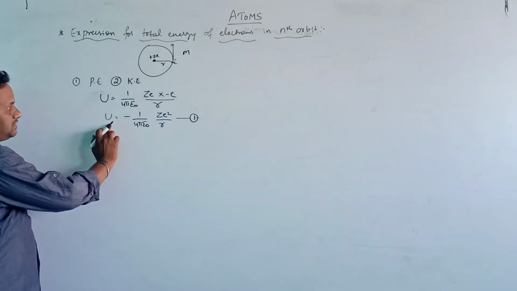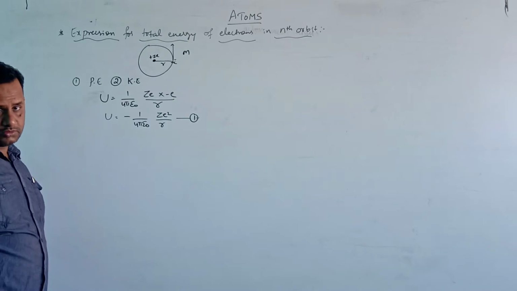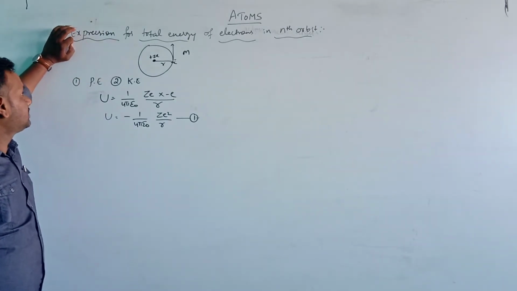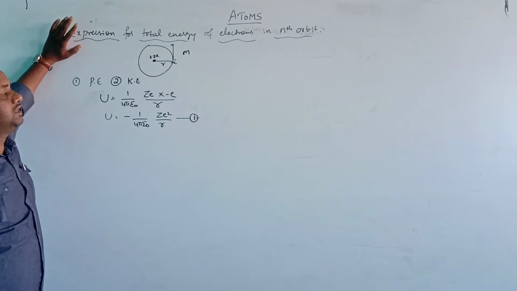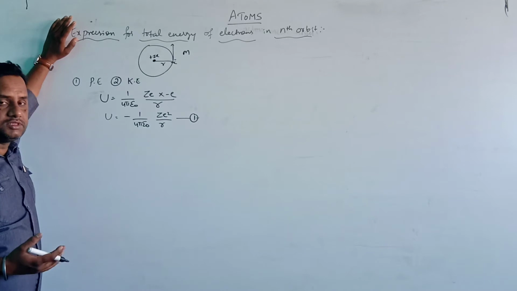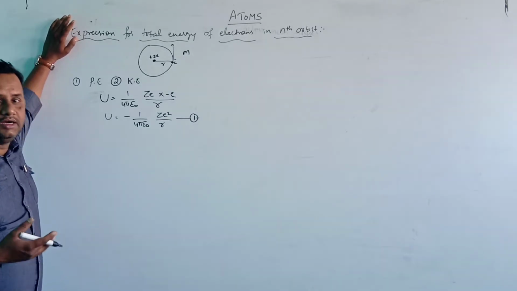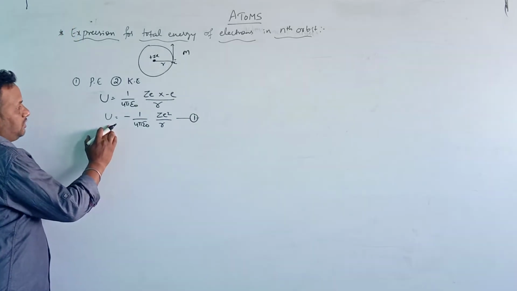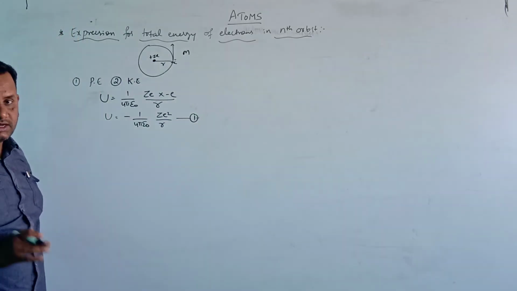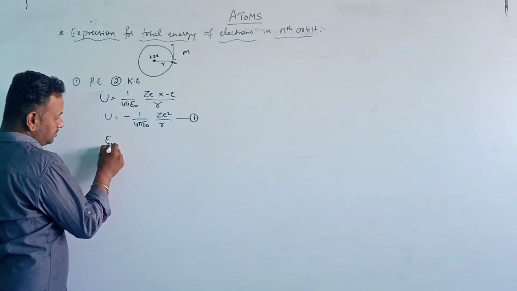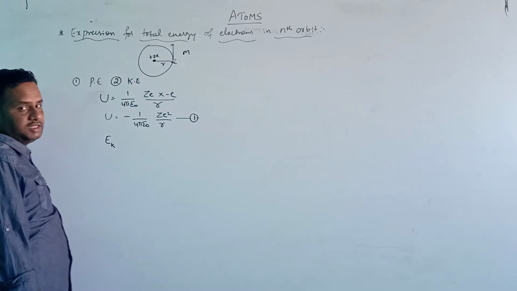Now we got the potential energy. We are going to derive an expression for total energy of the electrons in the nth orbit. So total energy means the sum of the potential energy and the kinetic energy. We got the potential energy. Now let us find the kinetic energy. Here Ek is indicating the kinetic energy.